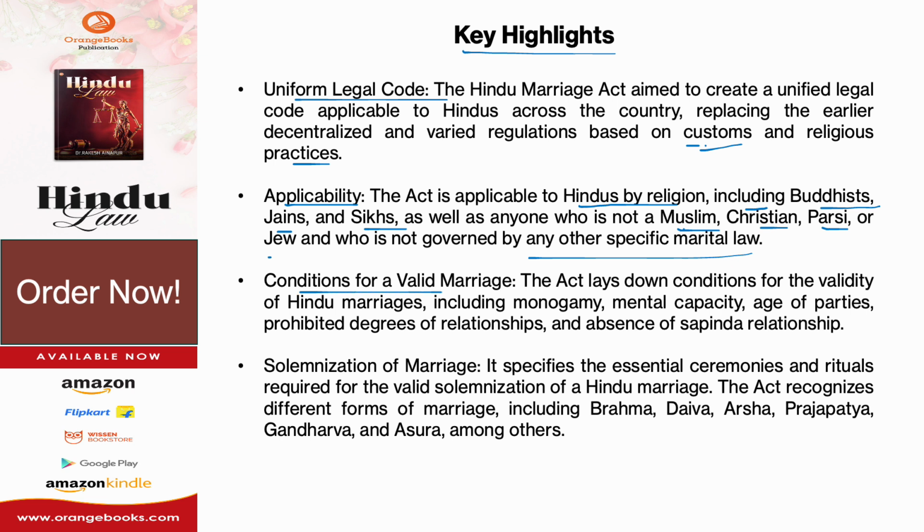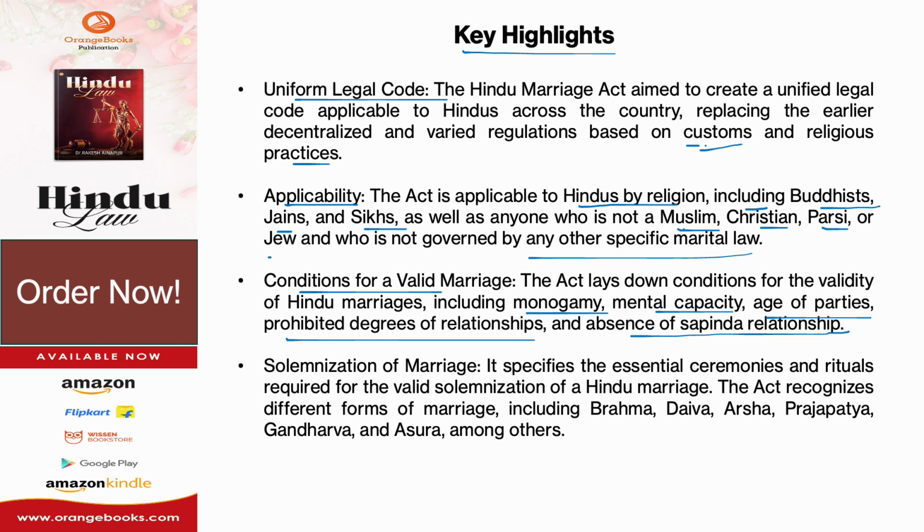Hindu law talks about conditions for valid marriages, which is in Section 5, and we will discuss it in detail. It propounds monogamy. There should be mental capacity, the age of the parties as per the law, prohibited degrees of relationship, and absence of sapinda relationship. All these points we will discuss in Section 5.